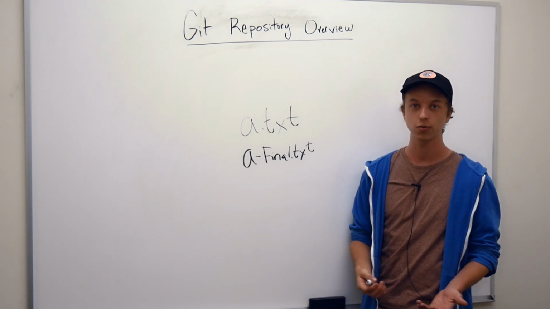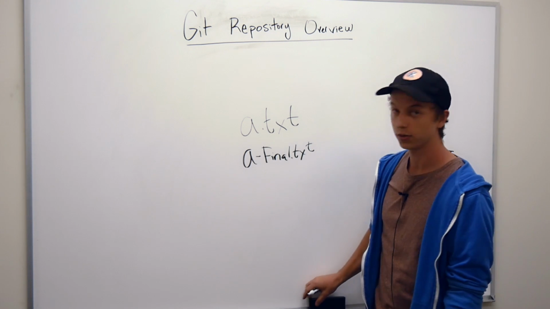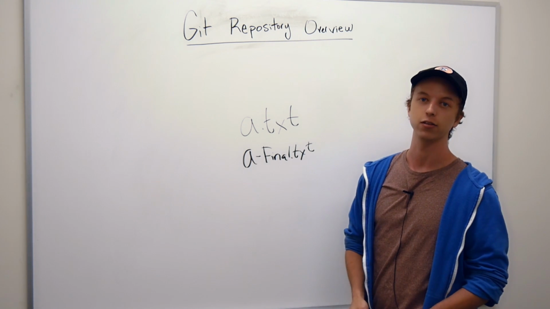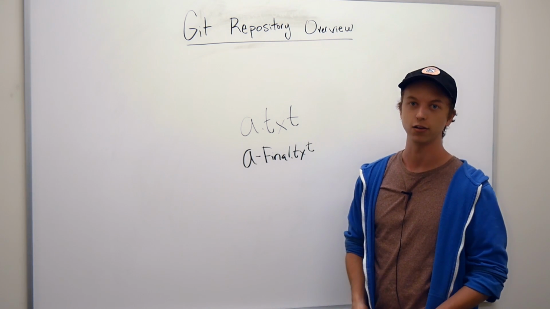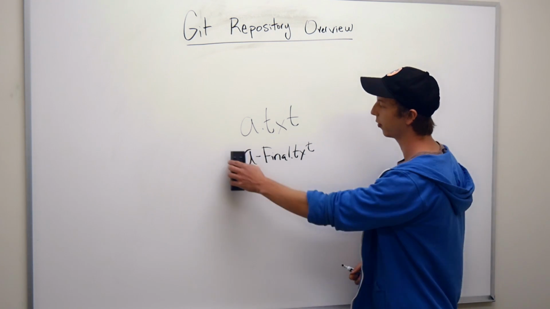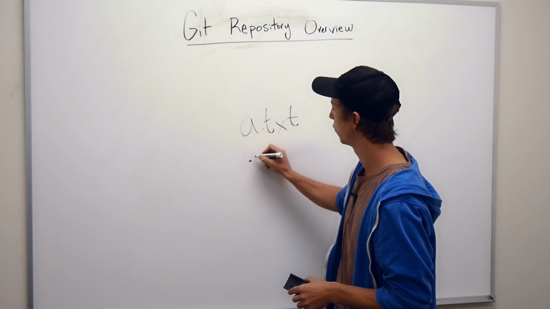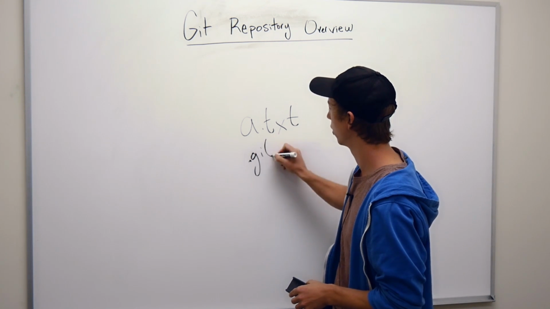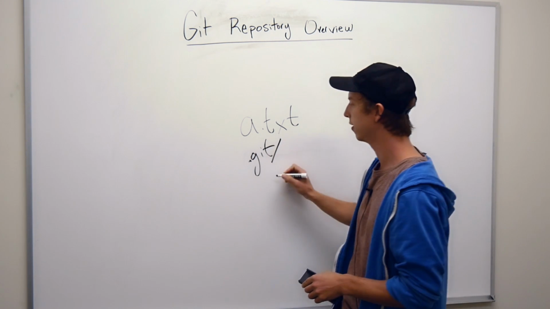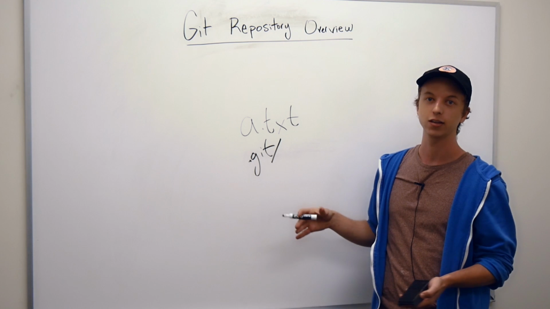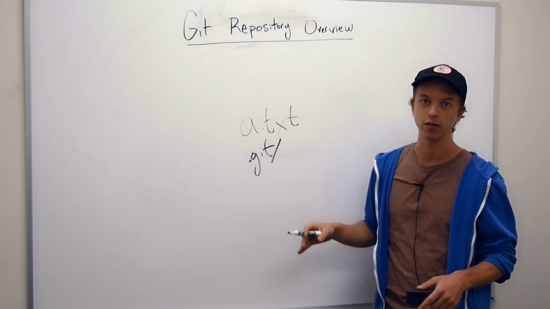So this is where Git comes in. If you're using Git, and you would use this through either the command line or some kind of Git interface, once you're using Git with your project, Git is going to go ahead and put a .git folder within the root of your project. This is the Git repository. This is going to keep track of all the versions of your file over time.